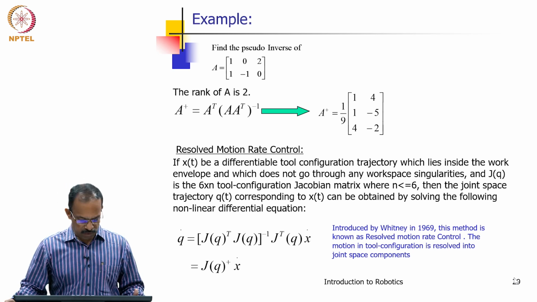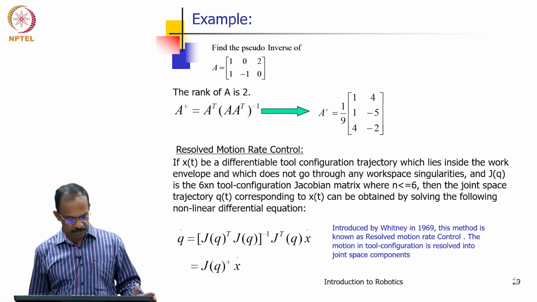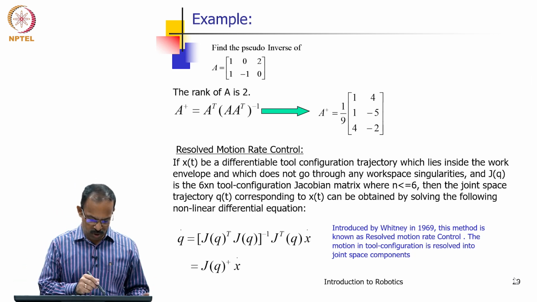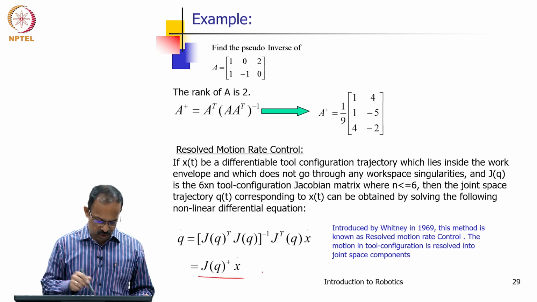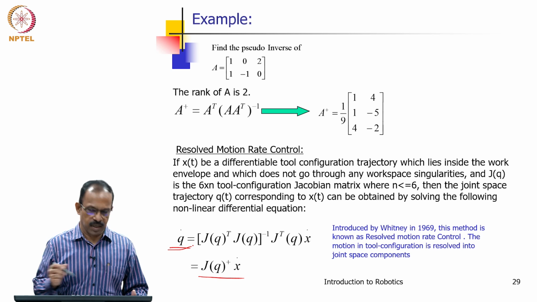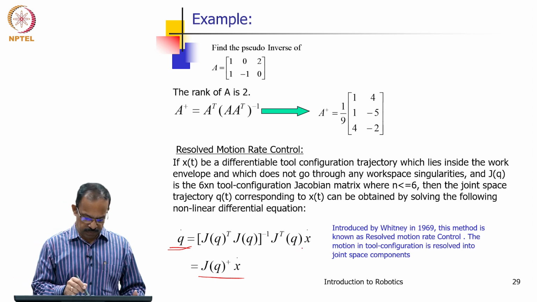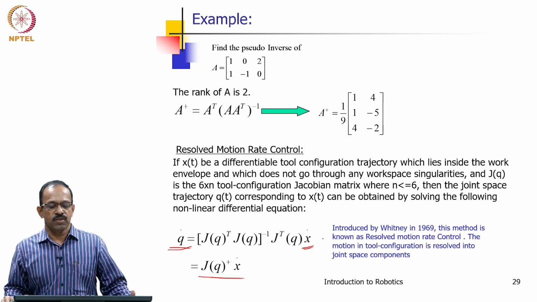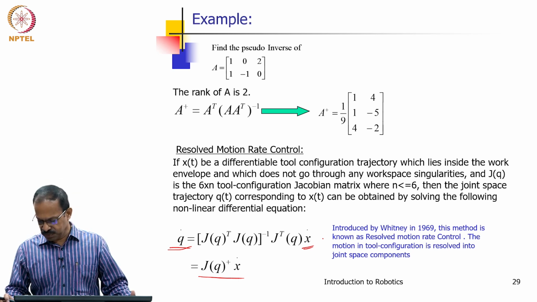And we saw the method of using resolved motion rate control for robots, where we use the pseudo inverse to get the velocities q dot, or the joint trajectory, using the Cartesian velocity details. So, this was what we discussed in the last class.